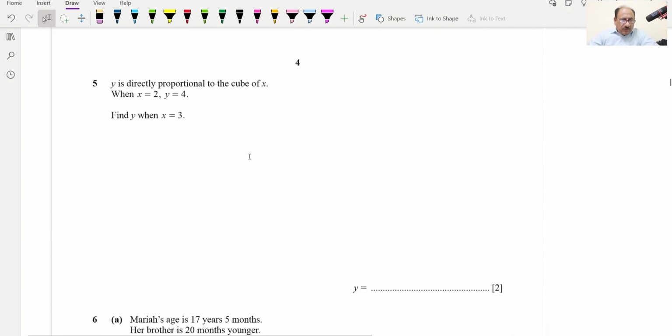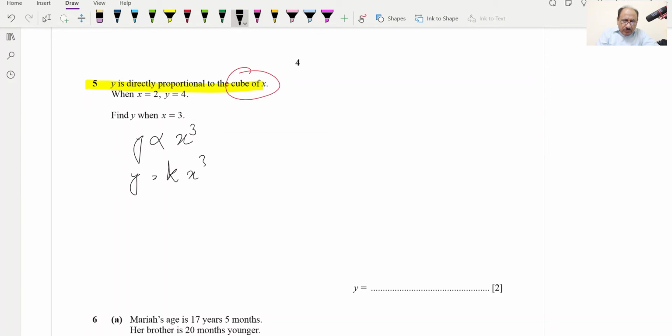Now question number 5, this is a proportionality question. We can write this one. Y is directly proportional to the cube of x. Cube of x means what? If we write this equation, y is directly proportional to cube of x, it means this one. So we can rewrite it as y is equal to kx cubed.